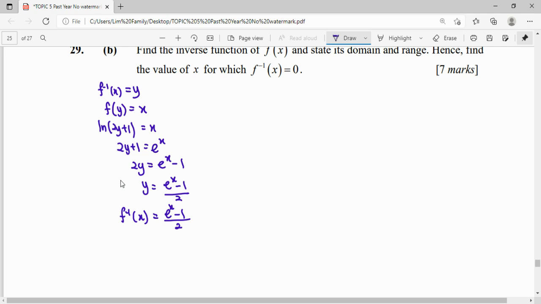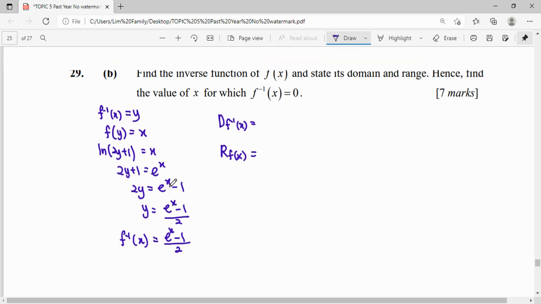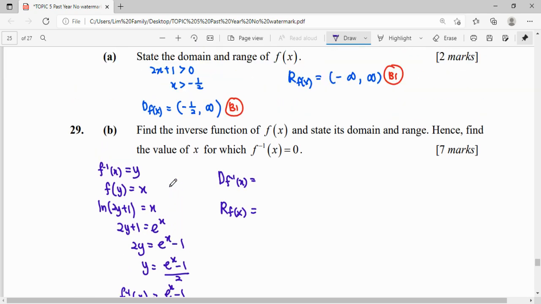So domain of f inverse will be referring to the range of the function. Meanwhile, for the range of f inverse, we were referring to the domain. So we can refer back to our answer in part A. The domain of f inverse will be equal to the range of the function, which is negative infinity to infinity. Meanwhile, range for f inverse will equal the domain of function, which is negative 1 over 2 to infinity.